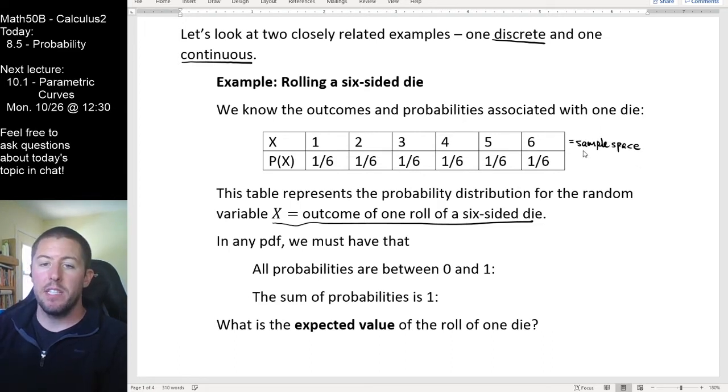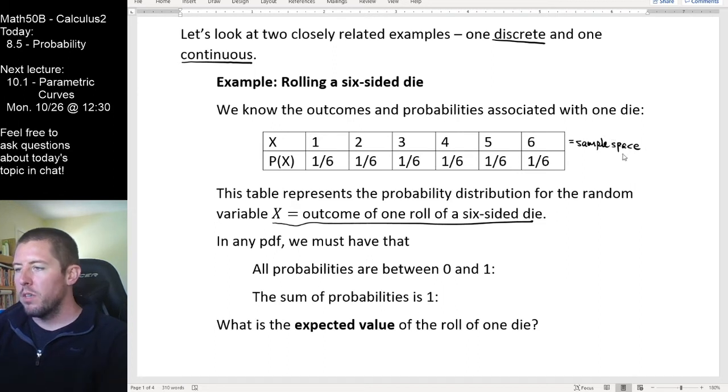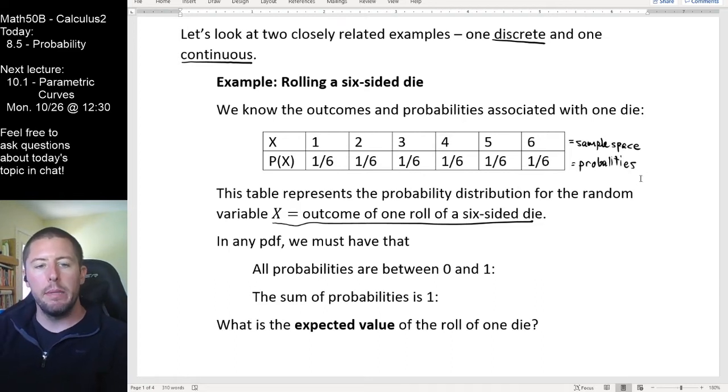And by the way, I'm emphasizing the sample space because we're going to get a different word for this when we get to our continuous stuff in a minute, and that one's going to matter a little bit more to us. So this is our sample space here, and these are our probabilities. And a very important thing to notice that's associated with any probability distribution.